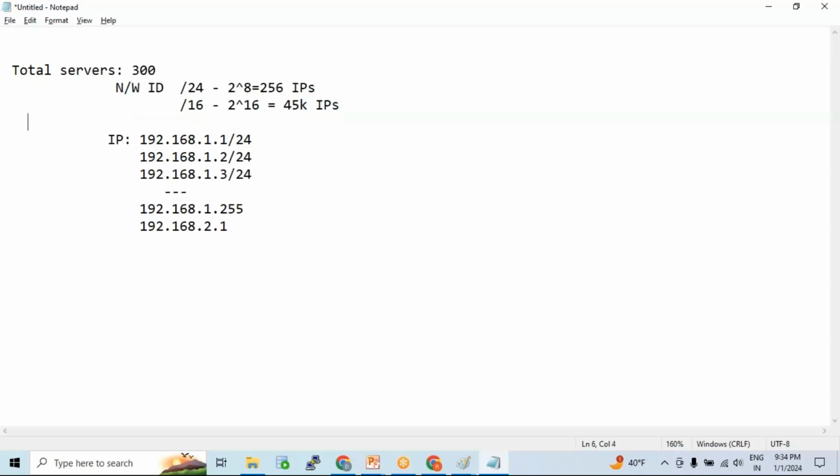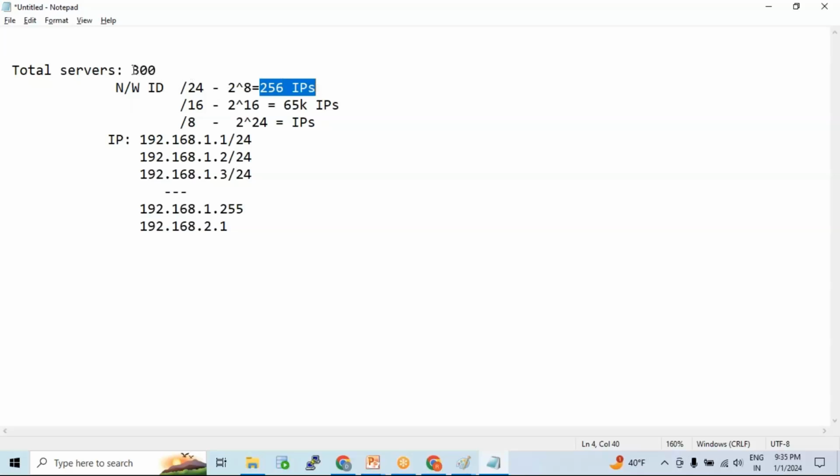In the same way, let's say I go with the /8 CIDR block, it will be 2 power 24, and you do a little calculation. Now you do some calculation, you will get this many number of IPs. So the network ID is actually deciding how many IPs can be kept in a single network.